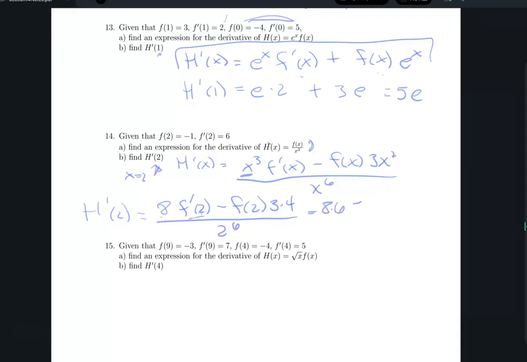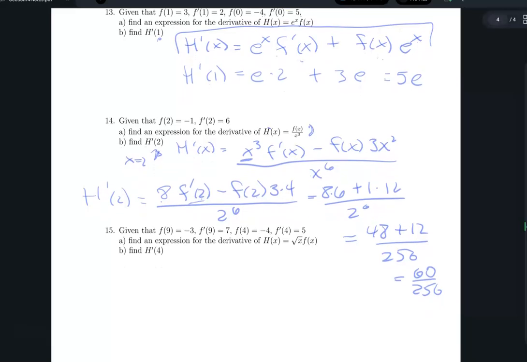I'm just going to go slow so I don't make a mistake. And then I'd have a negative 1, so that turns it into a positive 12. And then 2 to the 6th. And that gives me 48 plus a 12. That's 256. So that gives me 60 over 256. And I'm sure you could simplify that, but I'm not concerned about that.